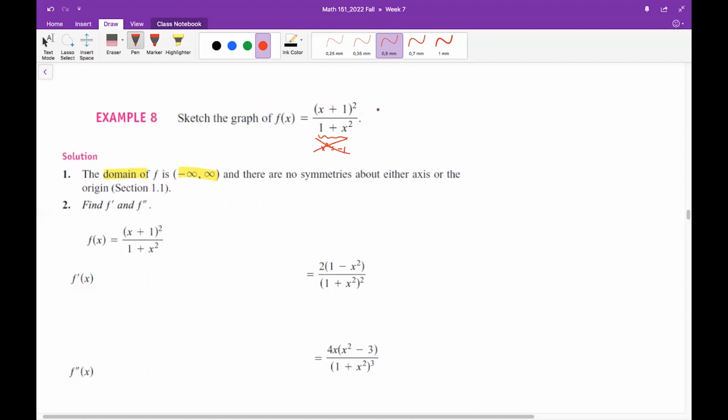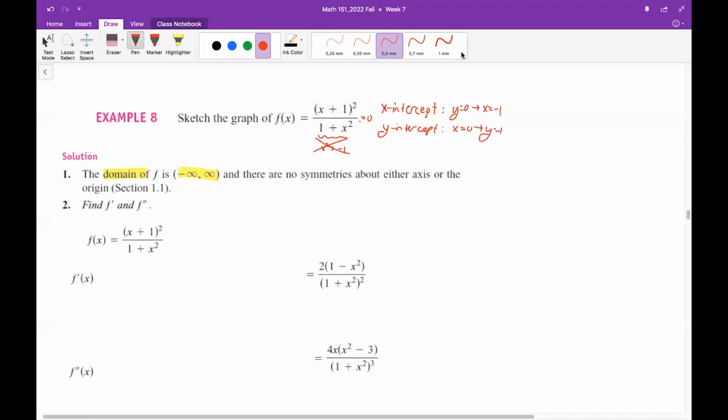After detecting the domain, I think it's a good idea to detect the intercepts at this point. X-intercept, meaning where your function crosses the x-axis. So you will insert y equals 0 to find the x-intercept. Y equals 0 means the image is 0, at which x the image becomes 0. So x is -1. Next, let's look at the y-intercept. This time you will find the point where your graph crosses the y-axis. So you will insert x equals 0. If you insert x equals 0, you will find y equals 1.